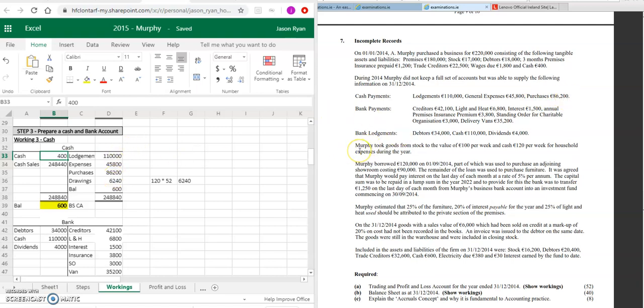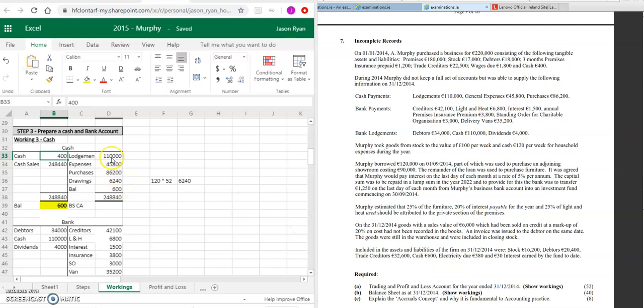Have a look to see if Murphy had taken anything for personal use. So he's taken stock of 100 per week and cash of 120 per week for household expenses during the year. So you're going to take 120, multiply by 52, and you're going to get 6,240, and that's going to go in there for your drawings figure. And then have a look then to any closing cash, and that will be given in your figures at the end. So we see here we've got cash of 600. So our closing balance for cash will be 600.